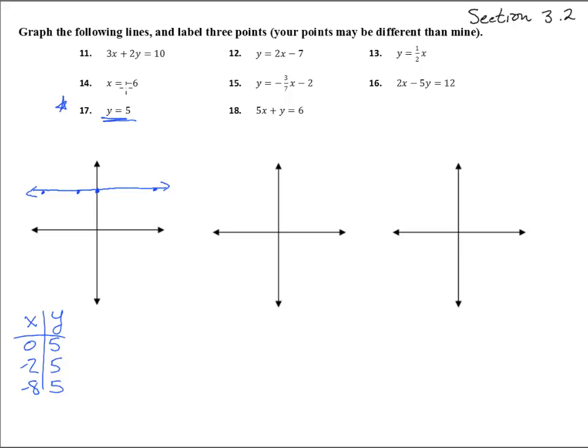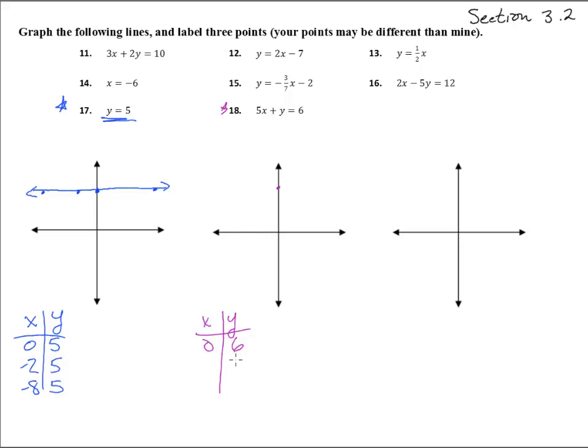And number 18. So 5x plus y equals 6. Oh, I like sticking in 0. Get rid of that guy, and we get y equals 6. Oh, that was nice. That was good. 0, 6 is right up here.